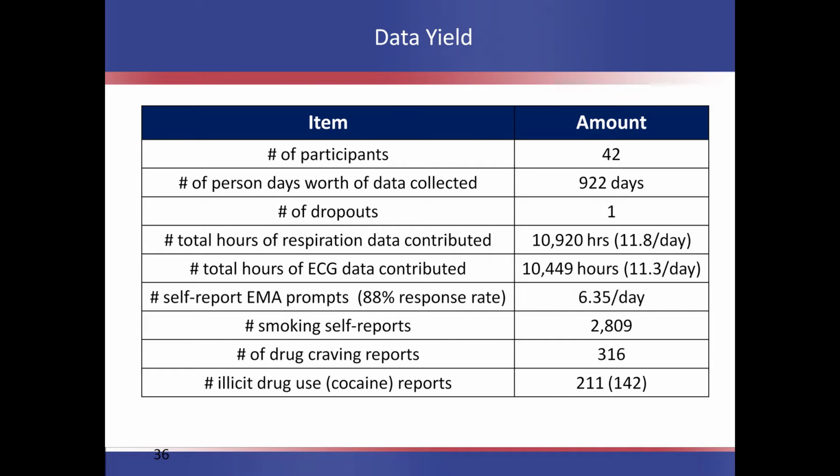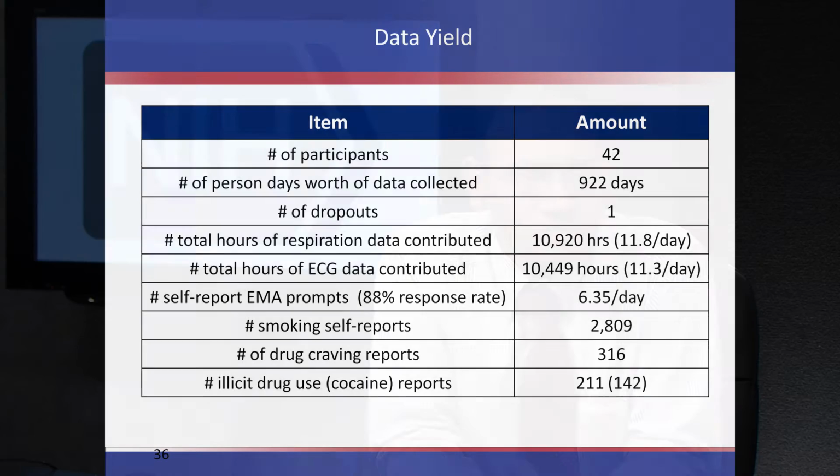We had 922 person days worth of data already collected. That amounts to more than 10,000 hours of both ECG and respiration data. They collected EMA self-reports when prompted, and they provided smoking reports, and also drug use reports. So we have 142 reports of cocaine, and the remaining 211 are for a variety of other drugs.